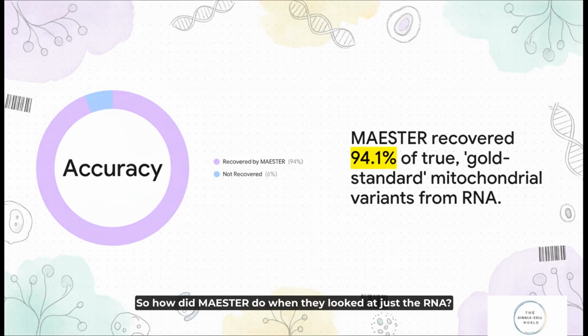So how did MAESTER do when they looked at just the RNA? It was incredibly accurate, successfully recovering over 94% of those true gold standard variants. This proves the method is not just finding things, it's finding the right things.